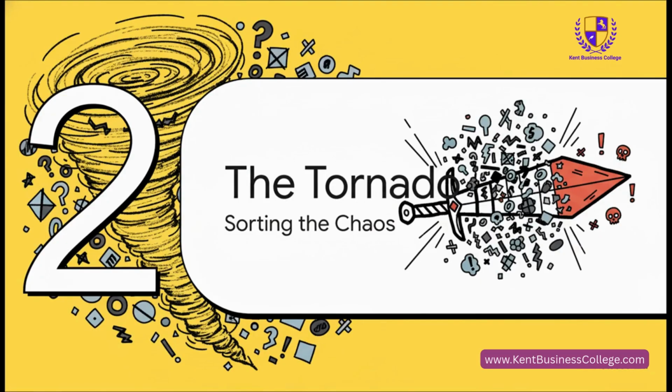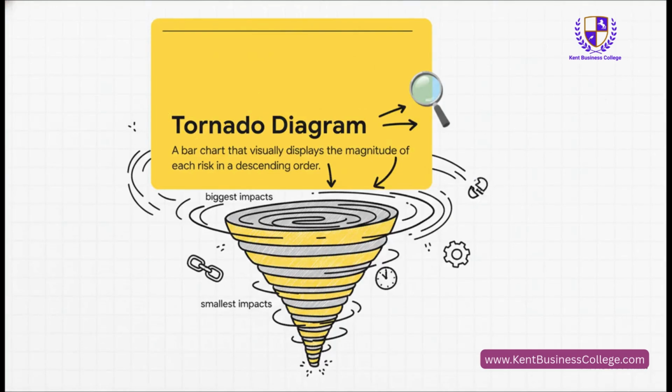Well, you need a secret weapon. And in the world of project risk, that weapon is called the tornado diagram. It's this brilliant tool designed to just slice right through the noise and show you where the real trouble is hiding. So what is it exactly?